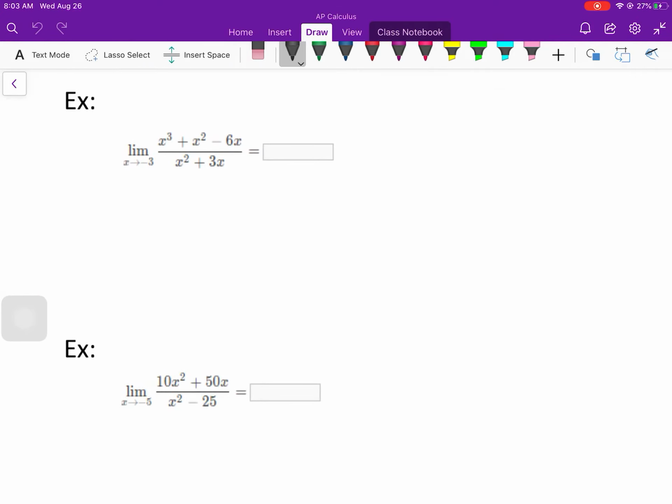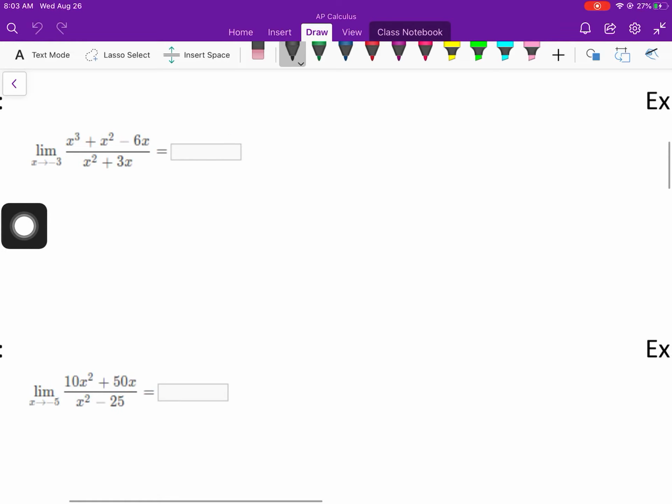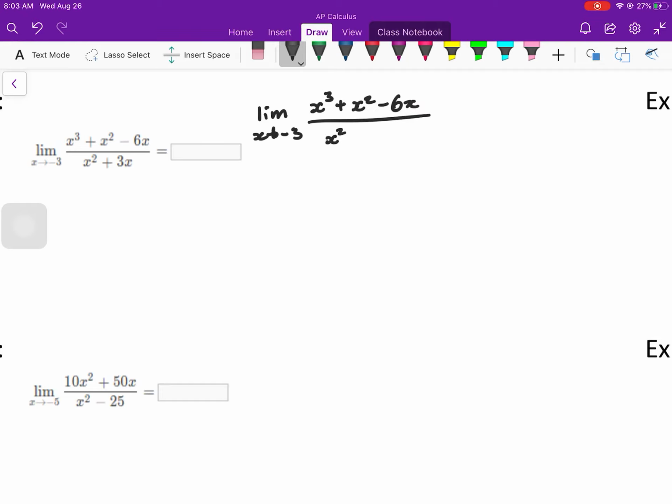So let's look at this first one. If you were to plug in a -3, of course you should try -3 first, on the bottom though, you would see you get 9 minus 9, which is 0. So that's the problem there. Let's go ahead and try factoring the top and the bottom, and let's see what we get.